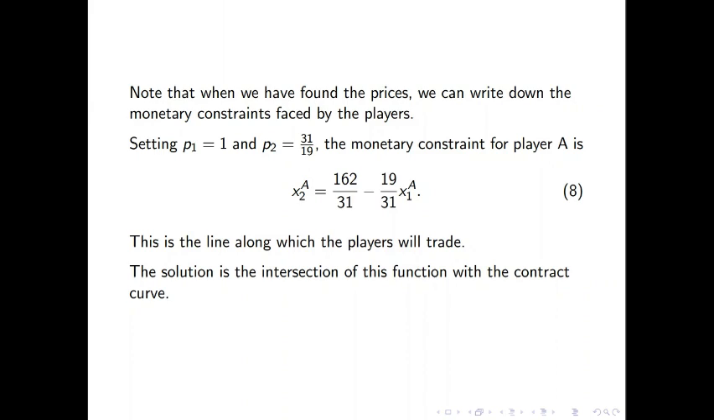And we can then argue that since they will always trade along the price ratio with these prices that we have derived, they will trade along this line when they trade towards the contract curve, which then means that the solution, the optimal point which we have derived, must be graphically in the Edgeworth box at the intersection between this budget line and the contract curve.